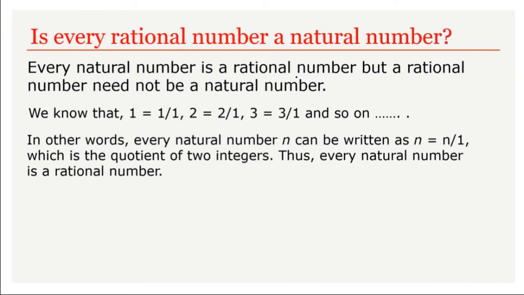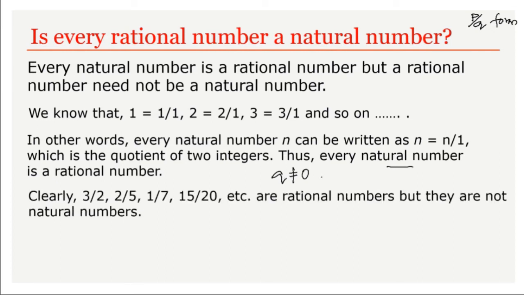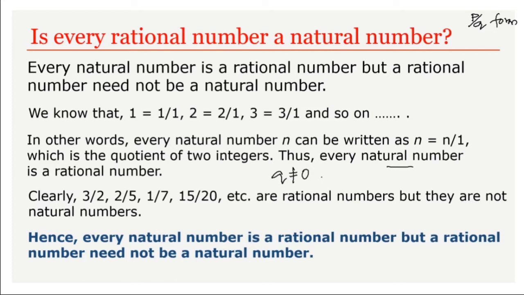If you look at the definition of a rational number, it has to be in p by q form, where p and q both are integers and q is not equal to 0. In this particular case, the denominator is not equal to 0 because it is equal to 1. So every natural number is a rational number. And very clearly, the numbers like 3 by 2, 2 by 5, 1 upon 7, 15 upon 20, these are the rational numbers. They are not natural. Hence, we can say that every natural number is a rational number, but a rational number need not be a natural number.